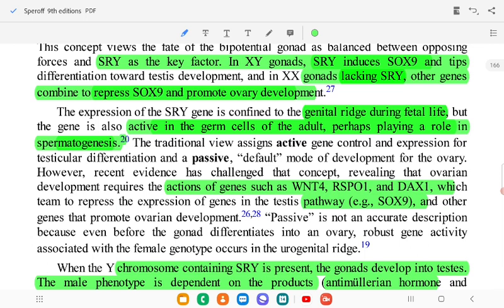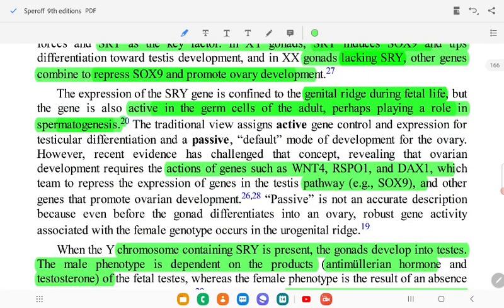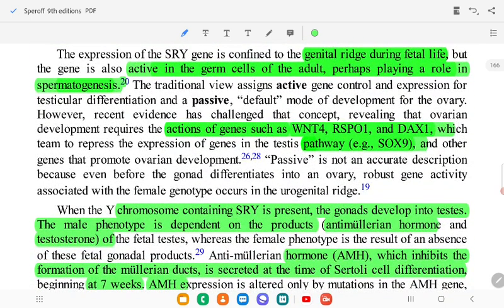Ovarian development requires the action of genes such as WNT4, R-spondin 1 and DAX1, which suppress the expression of SRY and other genes in the testis pathway, and promote the genes that drive ovarian development.